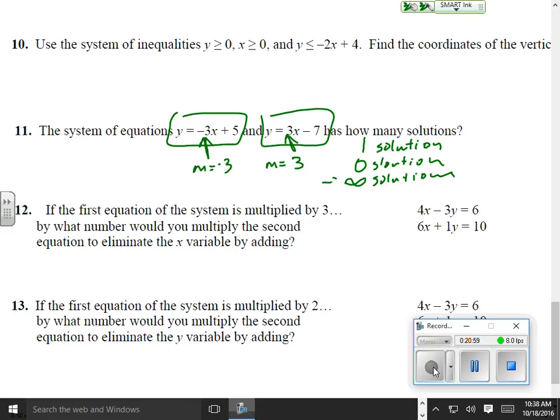And it would only have infinite solutions if these were the exact same equations, and they're not. It would have 0 solutions if they had the same slope. And we don't. This is a negative 3, this is a positive 3. So it has to have one solution. If they don't have the same slopes, then they're going to intersect at one point. One solution.